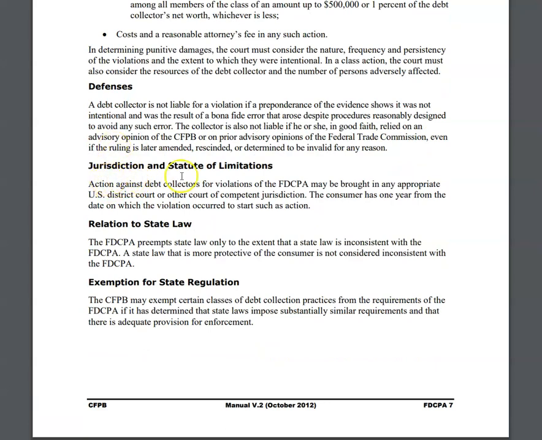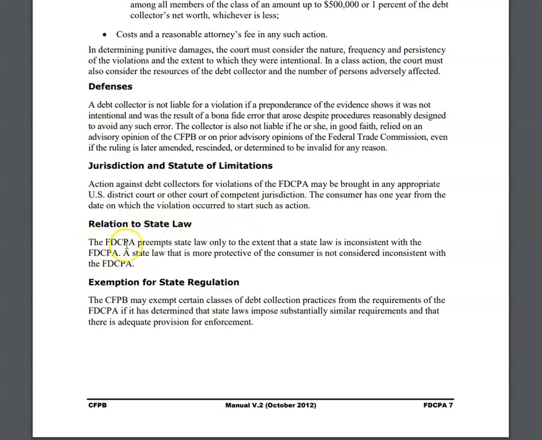We have jurisdiction and statute of limitations. Actions against a debt collector for violating the Fair Debt Collection Practices Act may be brought in any appropriate U.S. district court and any other court of competent jurisdiction. The consumer has 1 year from the date on which the violation occurred to start such action.